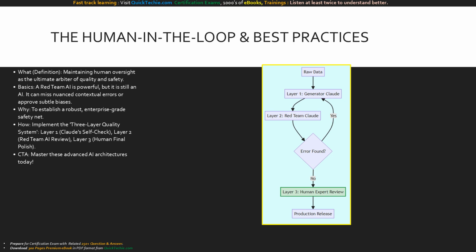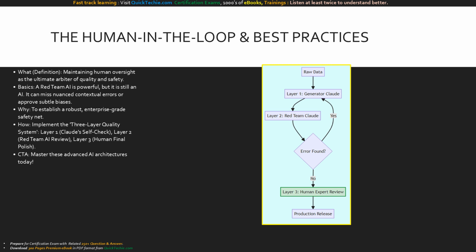Let's wrap up with the most critical best practice, the human in the loop. What does this mean? It means maintaining human oversight as the ultimate arbiter of quality. The basics: a red team AI is incredibly powerful, but it is still an AI. It can occasionally miss nuanced contextual errors. Why do we need this? To establish an enterprise-grade safety net. How do we do it?